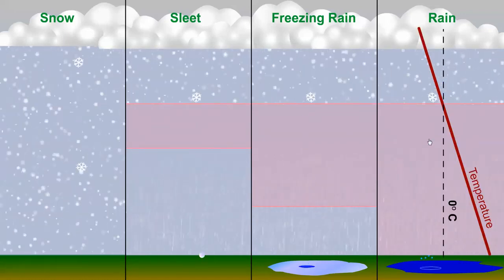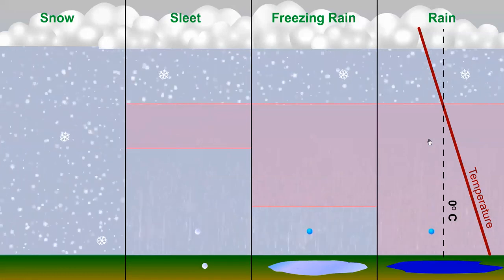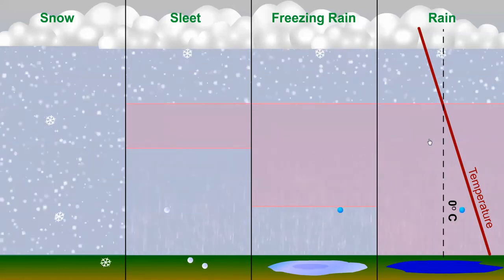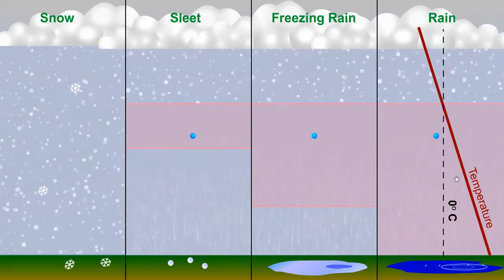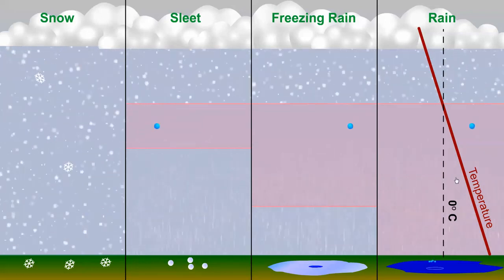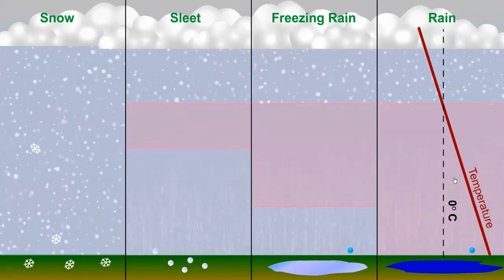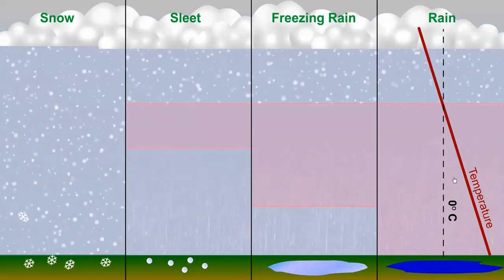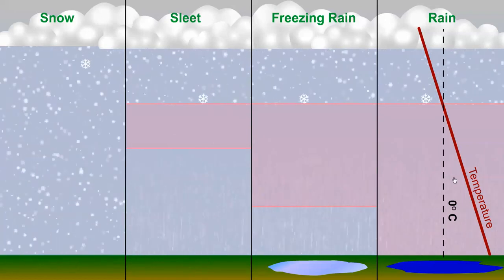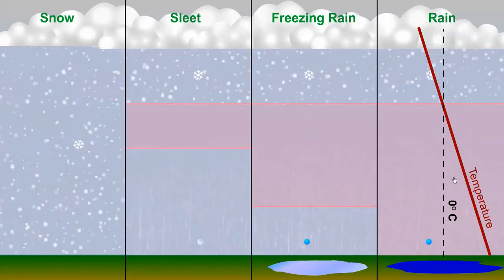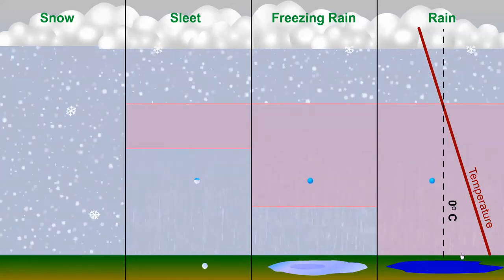when snowflakes fall through a layer of air that is warmer than the melting point of ice, snowflakes start to melt. Assuming that the temperatures in the warm layer are a few degrees above the melting point of ice, snowflakes will melt completely into raindrops, and rain will be the observed precipitation type at the surface if the warm layer extends down to the ground.